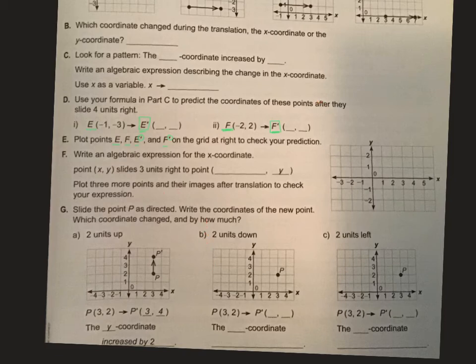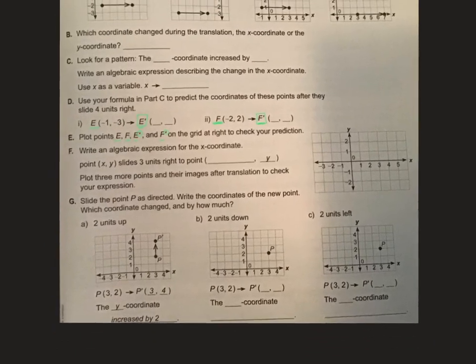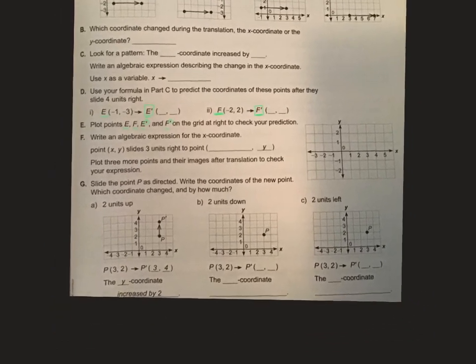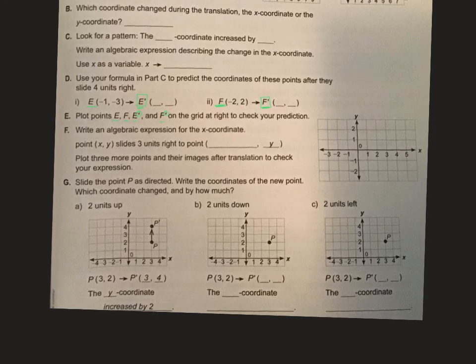For part G, you're going to slide or translate the point P as directed and write the coordinates of the new point. So 2 units up. Here is P, okay? And then this is P translated. They asked you to bring it up 2 units. So that's why it's here. And then they put the new coordinates. Your original one was (3, 2). Your new one is (3, 4).